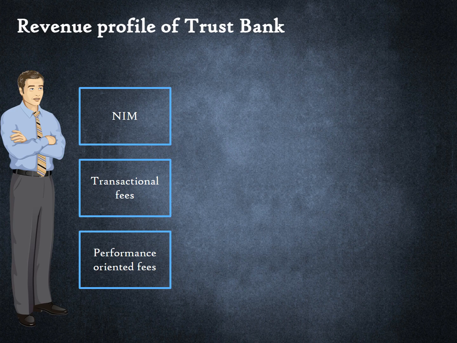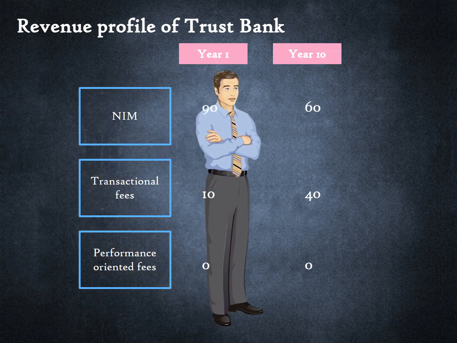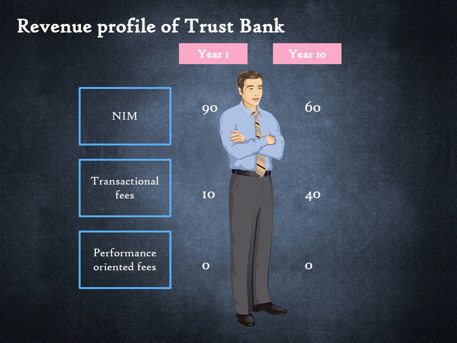Let us now go back to Trust Bank. At the end of the first year, Trust Bank made most of its revenues through NIM. But by year 10, the ratio of NIM had fallen to 60%. The bank achieved this by selling to businesses, who generate more fees than individuals. However, these fees were transactional. However, George was still not satisfied.